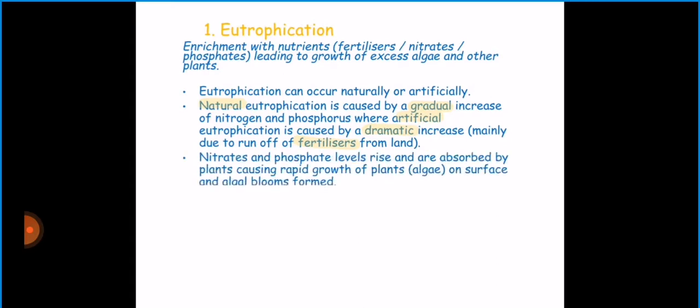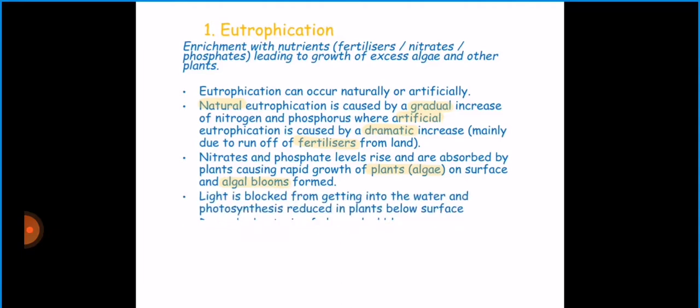Nitrates and phosphate levels rise and are absorbed by the plants, causing rapid growth of the plants, or algae will start to grow on the surface, and algal blooms will form. So as a result of this, when the algal blooms form, light is blocked from getting into the water, so photosynthesis is reduced in the plants below the surface of the water.